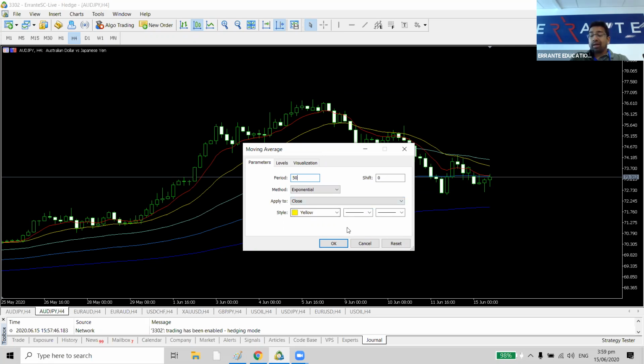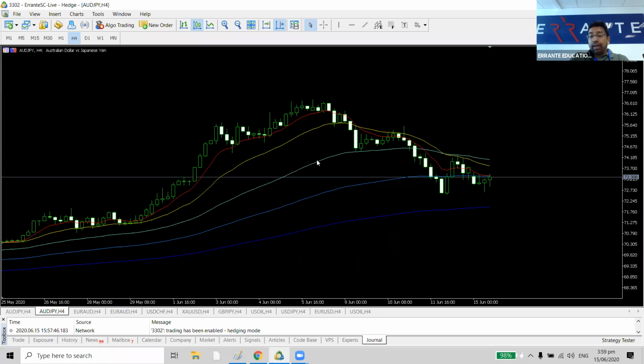You can always pick the color that you want, no problem, and also the thickness of the line. So you start off with 50, you click OK, and then you click the moving average trend indicator again, and you put 100 right there. You leave exponential, you leave close, you can change the color if you want, you click OK. The third time you put in 200, you leave the rest, change the color if you want, and then click OK. Then you will get 3 lines as it is here: the 50, the 100, and the 200. Ignore the blue and red as I've mentioned.